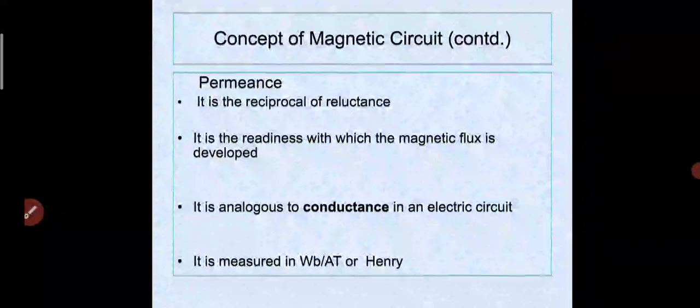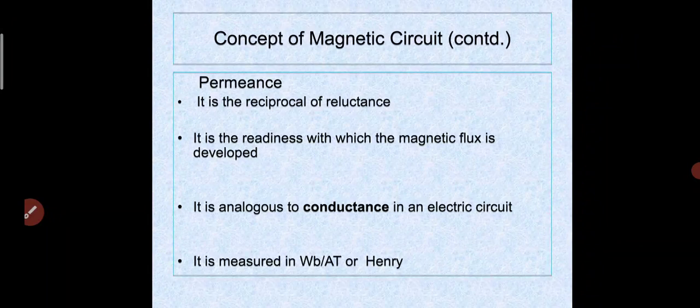Next one is permeance. It is a reciprocal of reluctance. Next one, it is the readiness with which the magnetic flux is developed. It is analogous to conductance in an electric circuit. Next one, it is measured in Weber per ampere turns or Henry.